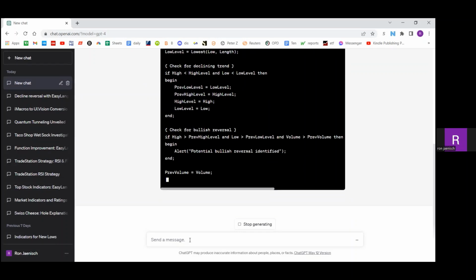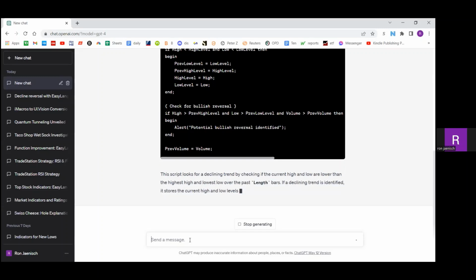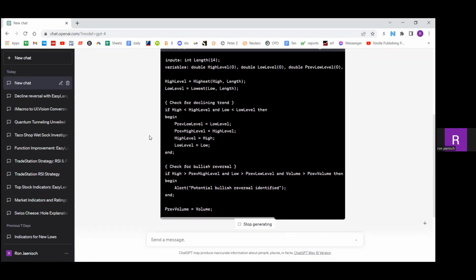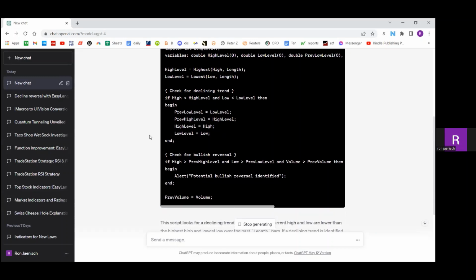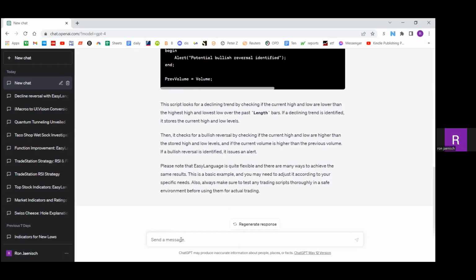Okay. Looked like it kind of did what you were saying. I don't know if alert was the right thing to do, but that looks like a declining trend. Okay, and that seems like a boring answer. So: you are a TradeStation master. Review the previous answer, and give one that is different and overwhelmingly more effective.